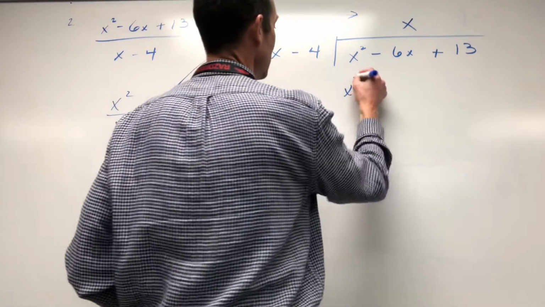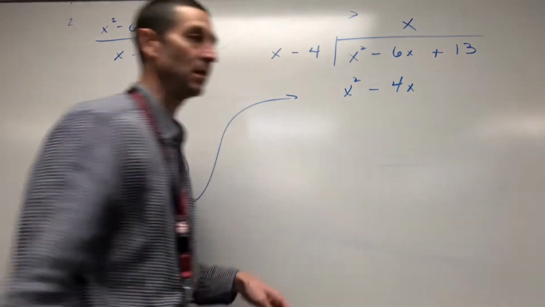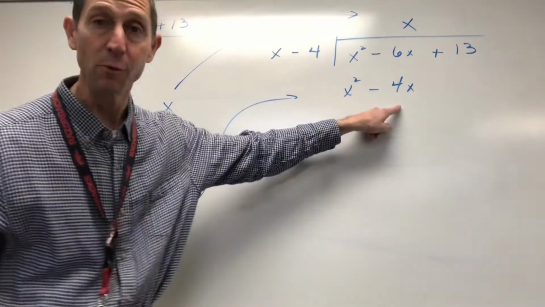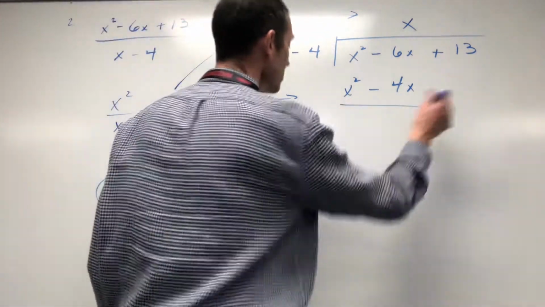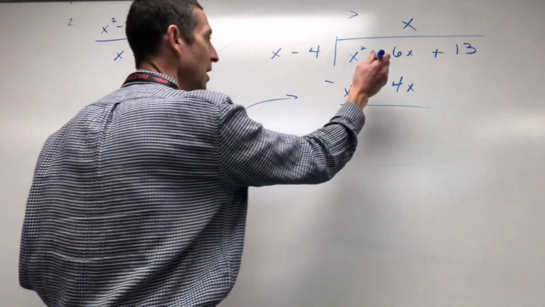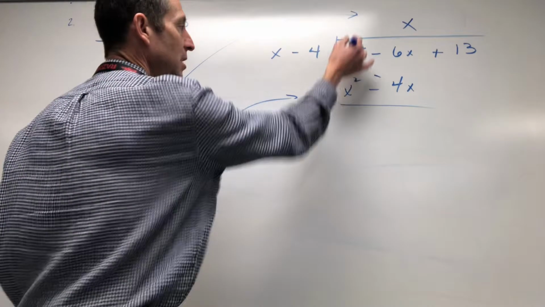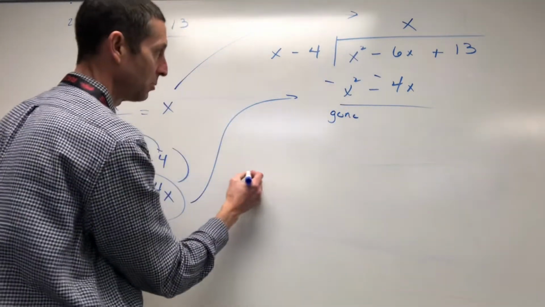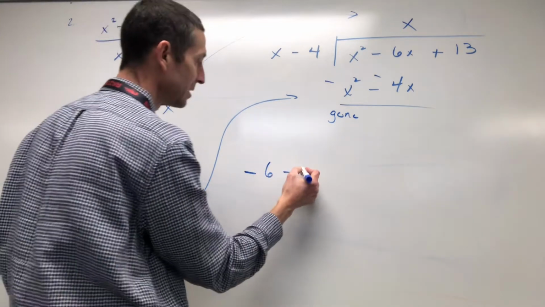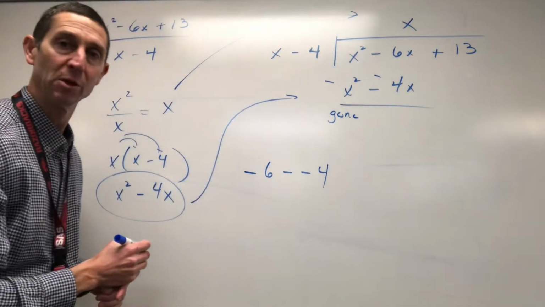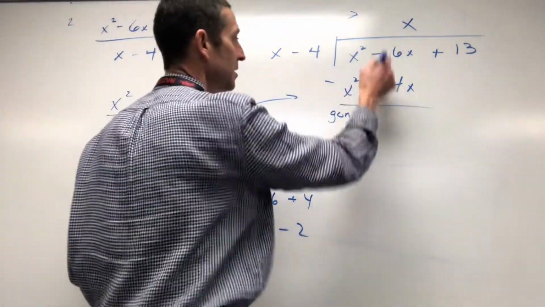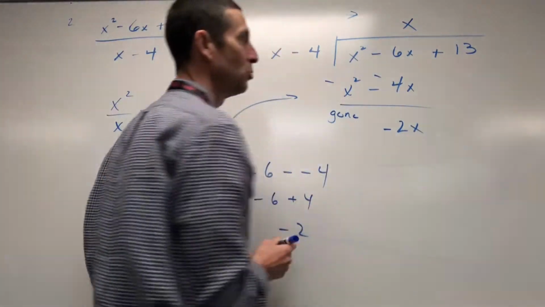Bring it on over, and again, lined up. Your x squareds are lined up, the 6x and 4x are lined up. Ooh, this is a little tricky, because you got to subtract. So we're good here, x squared minus x squared, that's gone, but we have negative 6 minus negative 4. So be a little careful with all those negative signs. Negative 6 minus negative 4, that's negative 2x.